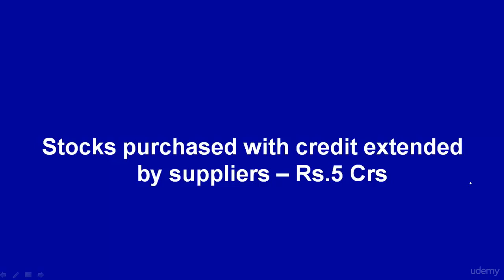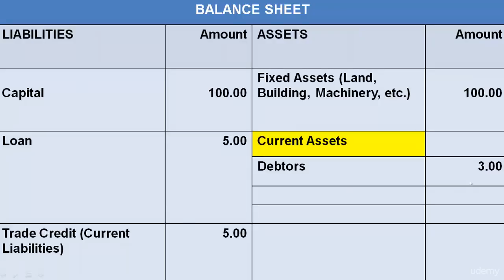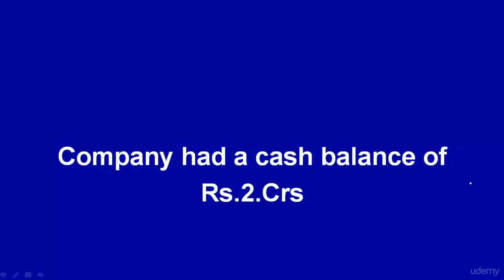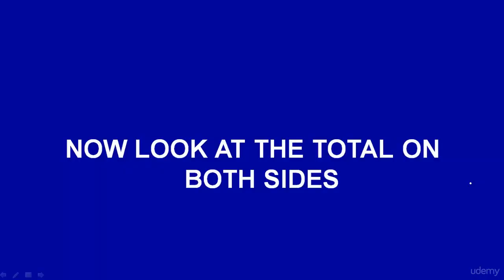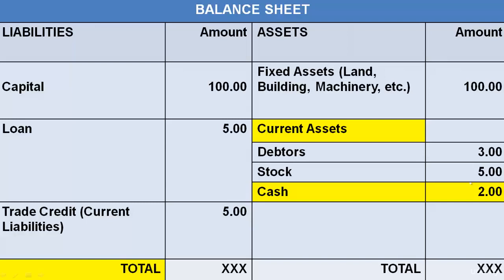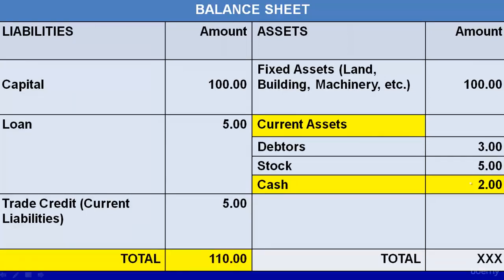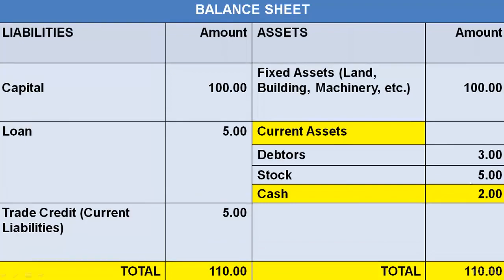Purchasing stocks is an expense, but if you are going to have that stock unutilized, it is an asset. It is an asset, so it will appear, I repeat, it will appear in the asset side of the balance sheet. Here the stock, it's going to be 5 crore. The next item is the company has a cash balance of rupees 2 crores. Cash is an asset because the organization is going to own that, so it will appear on the asset side of the balance sheet, cash rupees 2 crore. Now what we'll do, we'll total this. Look at the total on both sides. Here on the liability it's 110 and the asset total is also 110.